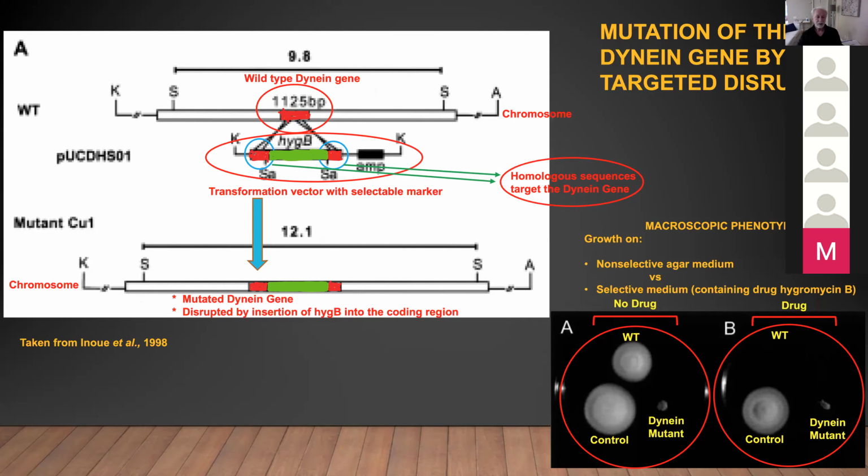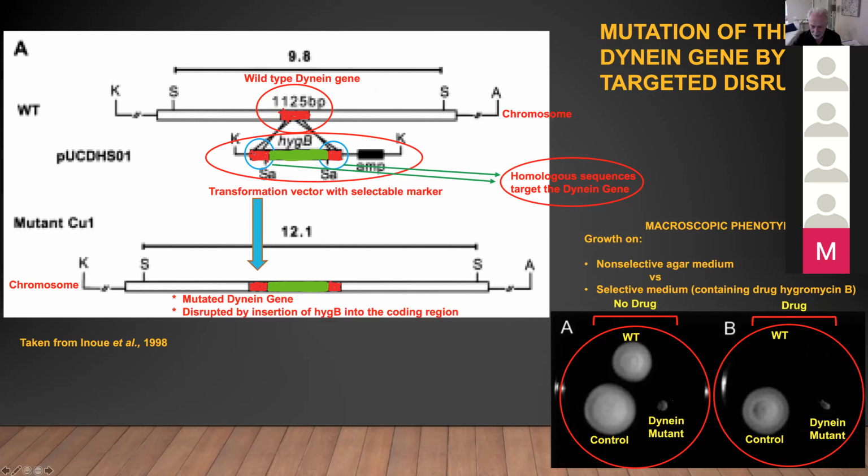So now that you've done this, made a mutation, how do you analyze it? Well, you can do it macroscopically, just look at the colonies, or you can do it microscopically by looking down a microscope. And Satoshi did both. So we have a macroscopic phenotype which we'll talk about here. And we'll talk about the microscopic one on the next slide.